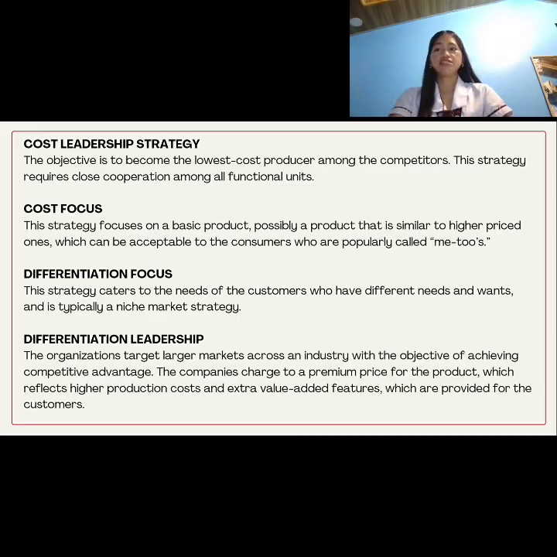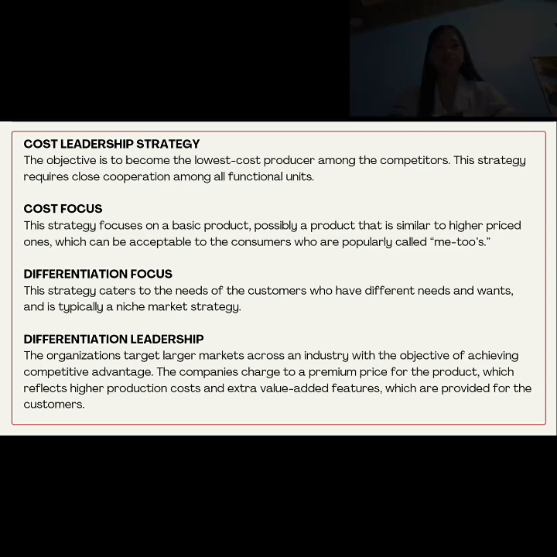So differentiation leadership. Ang target kay ang large market and aims to achieve competitive advantage by offering products that stand out for competitors. Example kay ang Apple. Ilang product like iPhones o MacBooks kay na-sold in higher price. Pero ang customer kay nagpalit tungod sa innovative design, advanced features, ug excellent user experience.